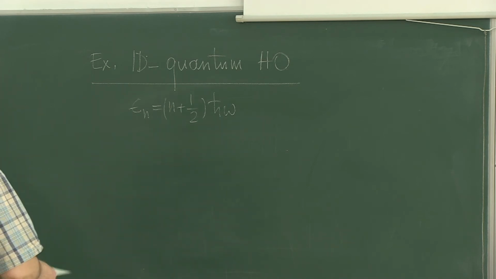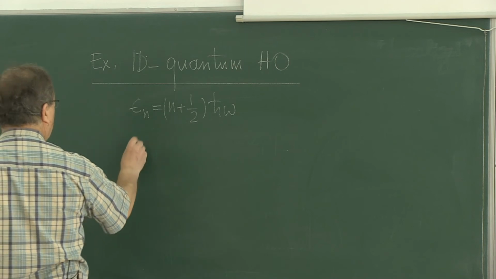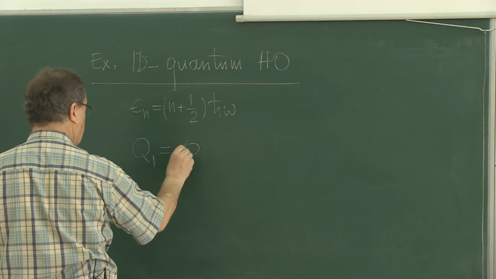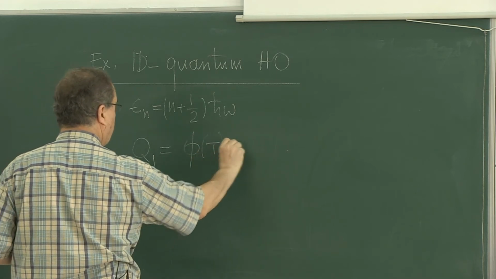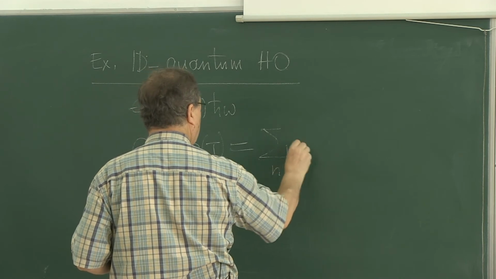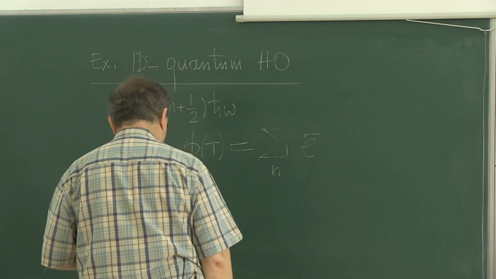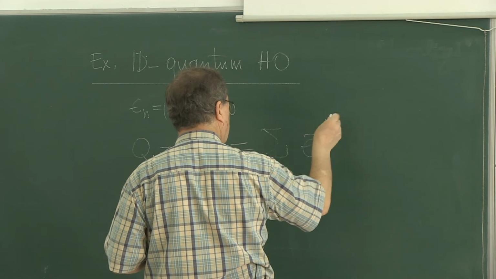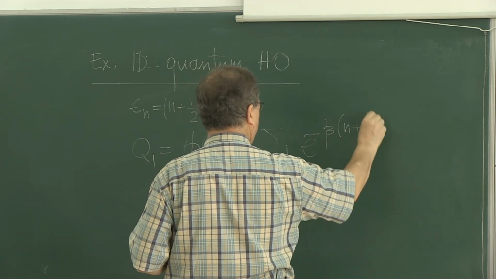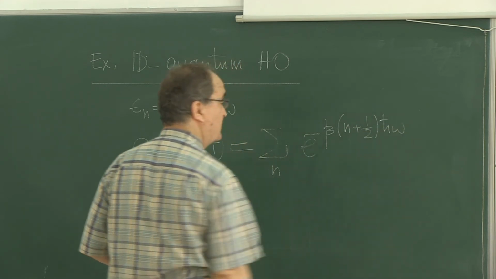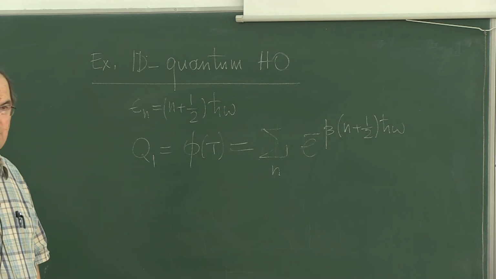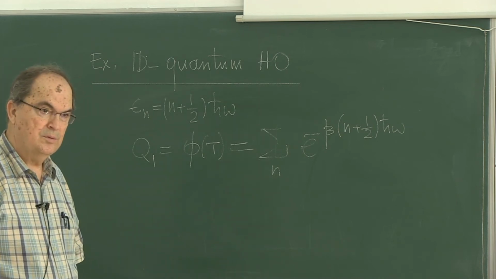So, one particle partition function, which is our phi t, which is nothing but a sum of exponentials e to the minus beta en. That's it. We have to do this sum. Can we do this sum?